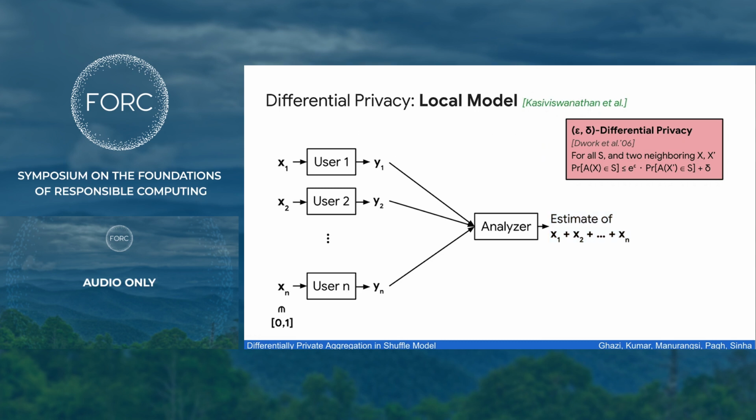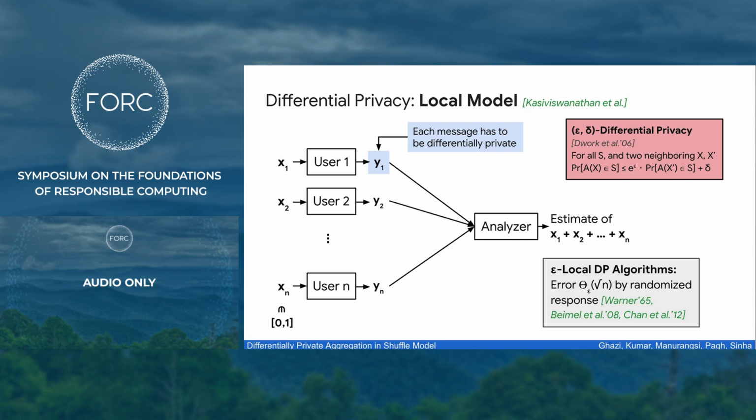This leads to the definition of another model of differential privacy, which stands on the other end of the spectrum, called the local model. In this model, we view each user's randomizer as the algorithm, and we require that the message sent by the user to the analyzer be differentially private. This is great in terms of trust because everything leaving the user's device is already differentially private. However, it comes at a price of accuracy. Specifically, it's known that the best one can do in terms of error in this model is square root of n.